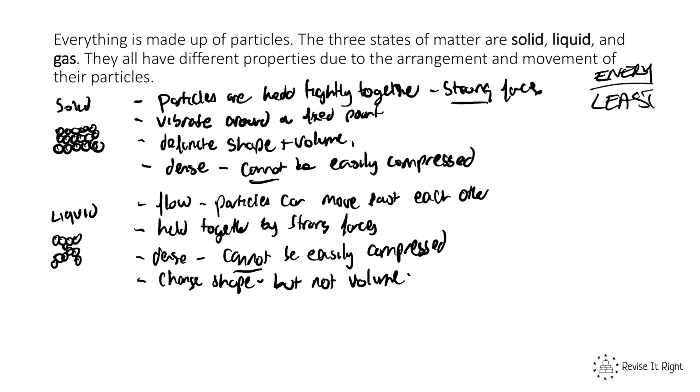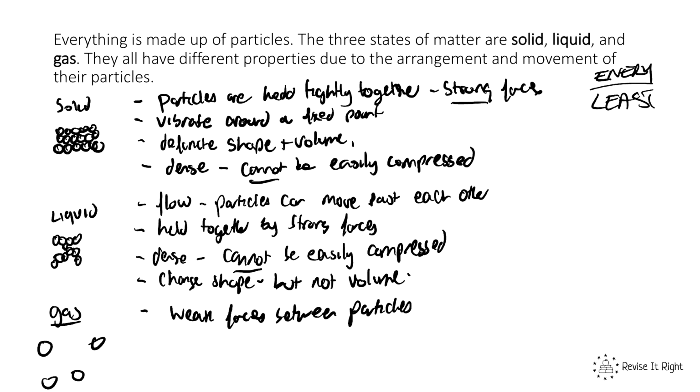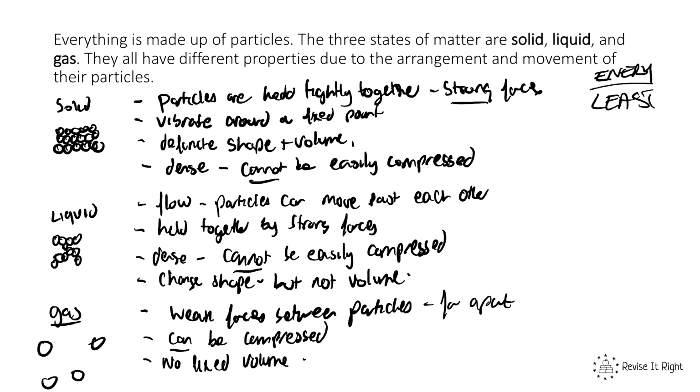Now the final state of matter we're going to look at is our gas. And they look like this. Now in terms of our gas, there are only weak forces between the particles, and they are far apart. Now because they're far apart, gases can be compressed. So they have no fixed volume. The particles move around quickly at a range of speeds.